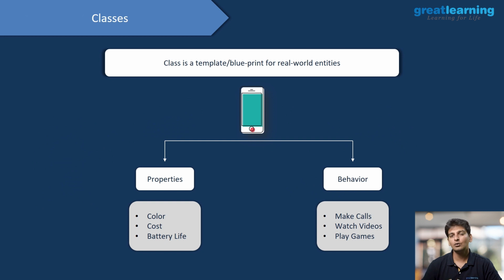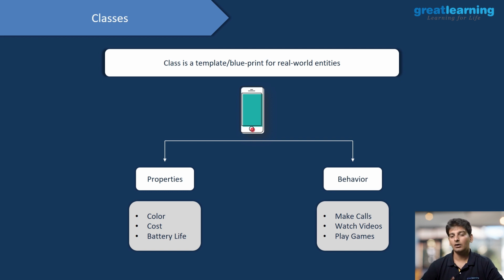So now when it comes to object-oriented programming, you basically need to understand two particular concepts, which are basically classes and objects. So as it is stated over here, a class is basically a template or a blueprint for real world entities. Now, what do I mean by it? So when I say template, a template would comprise of two things. One is properties of the object and the next is behavior of the object.